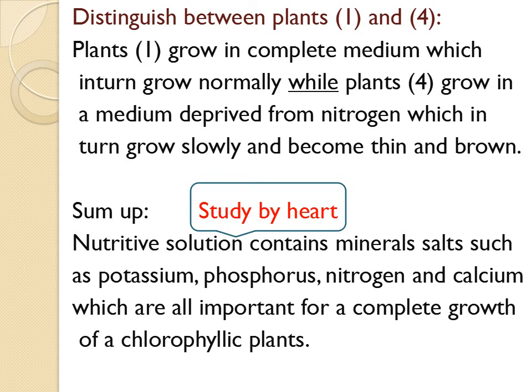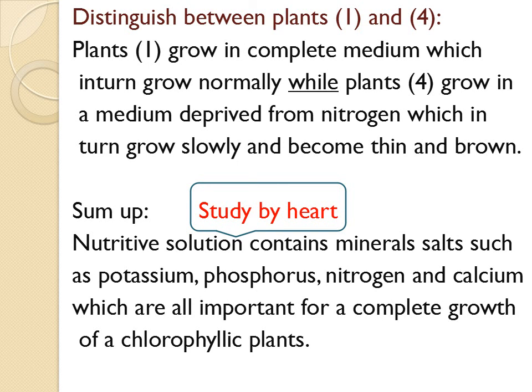As a summary, or as a conclusion, we can conclude from this experiment that nutritive solution contains mineral salts such as potassium, phosphorus, nitrogen and calcium. All of these are minerals that a chlorophyllic plant needs. We know that chlorophyllic plants need minerals, but like what? Like phosphorus, like potassium, like nitrogen, like calcium, which are all important for a complete growth of a chlorophyllic plant.